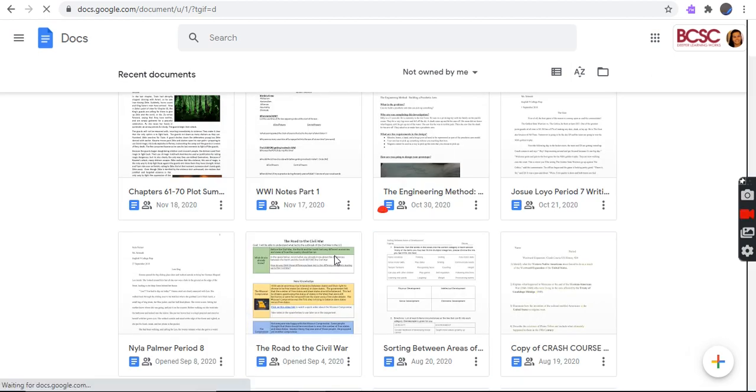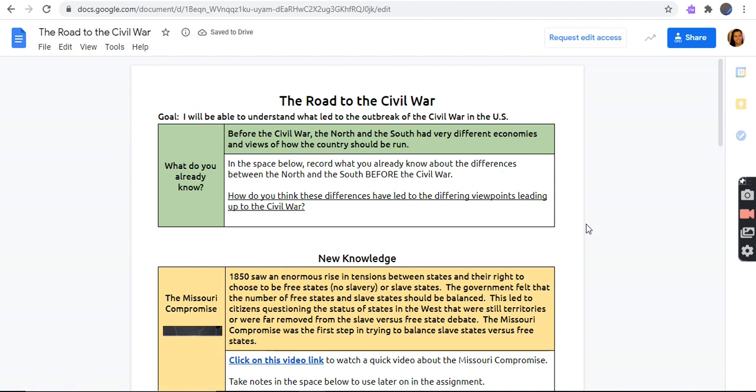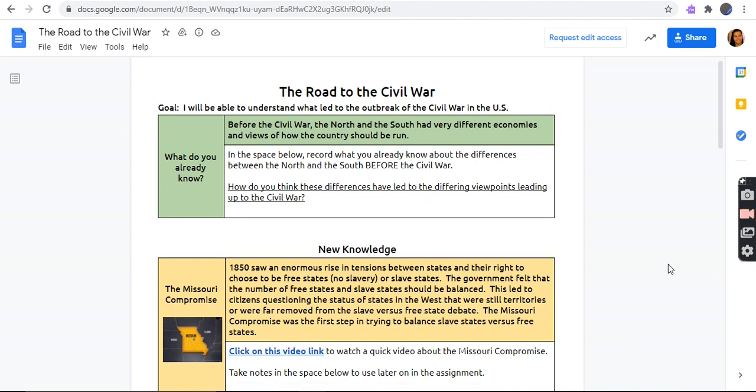I'm going to do the Road to the Civil War, page 85. Goal: I'll be able to understand what led to the outbreak of the Civil War in the U.S. Before the Civil War, the North and the South had very different economies and views of how the country should be run. In the space below, record what you already know about the differences between the North and the South before the Civil War. What do you already know? How do you think these differences have led to the differing viewpoints leading up to the Civil War?